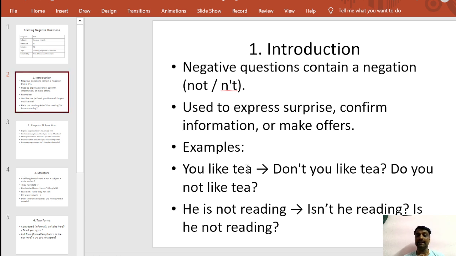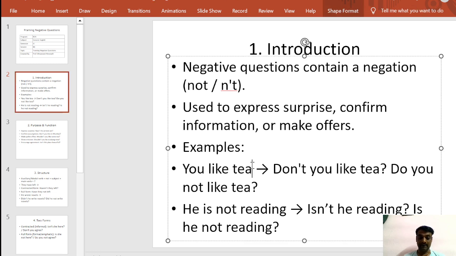This is the example, and I have given it very much intentionally: "You like tea." Dear friends, you observe that in that sentence there is no helping verb. So whenever there is no helping verb, we have to use do, does, did. "You like tea" is a statement, and you are asked to frame a negative question on it. Then you have to start with a helping verb, and since there is none, we bring in do plus n't.